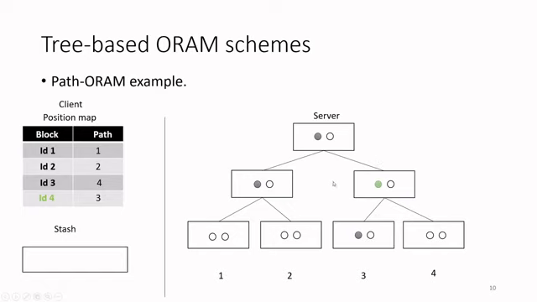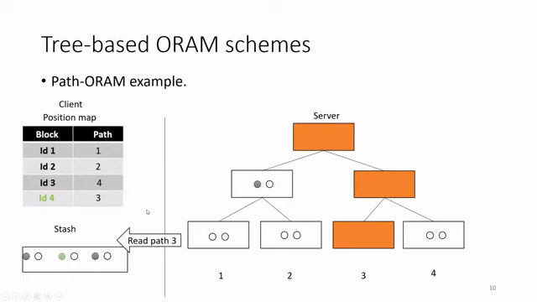In this example, we explain how Path ORAM works. Let's say the client wants to fetch block ID number 4. It looks at the position map and identifies that block ID number 4 resides on path 3. It then requests the server to send back path 3 to the client. It stores the whole path in the stash, decrypts every block in the stash, identifies block number 4, and performs either a read or write action on the block.